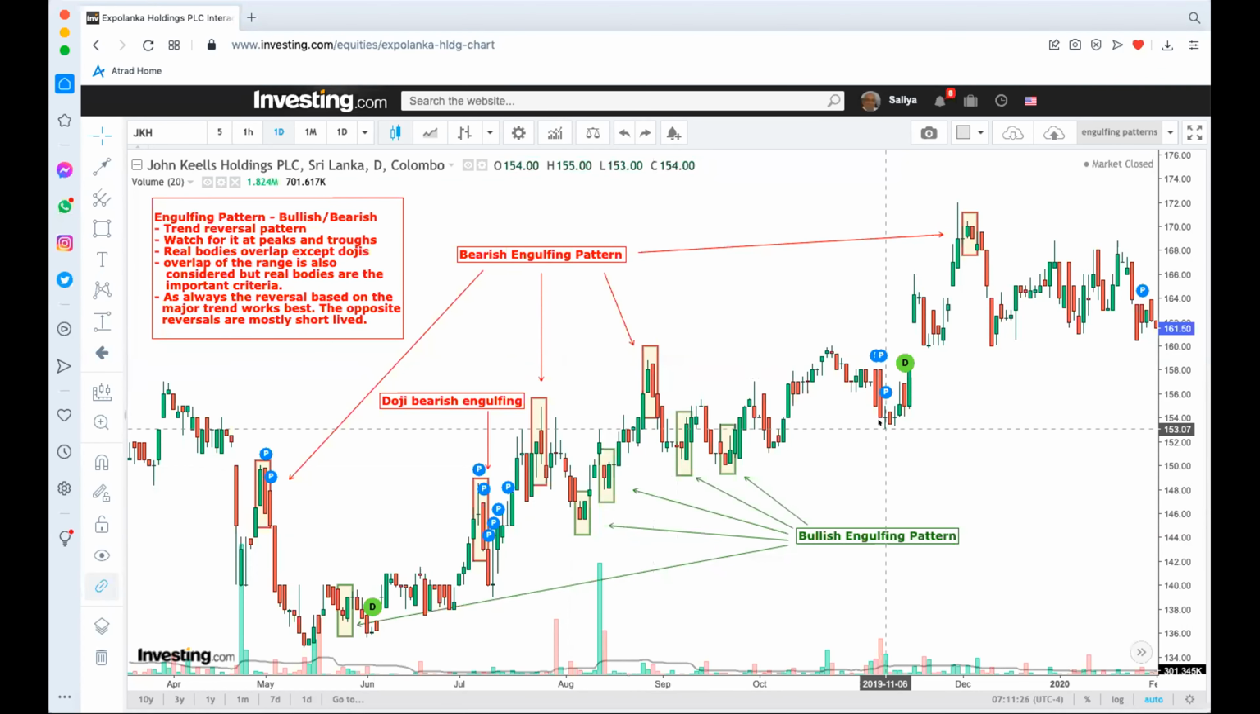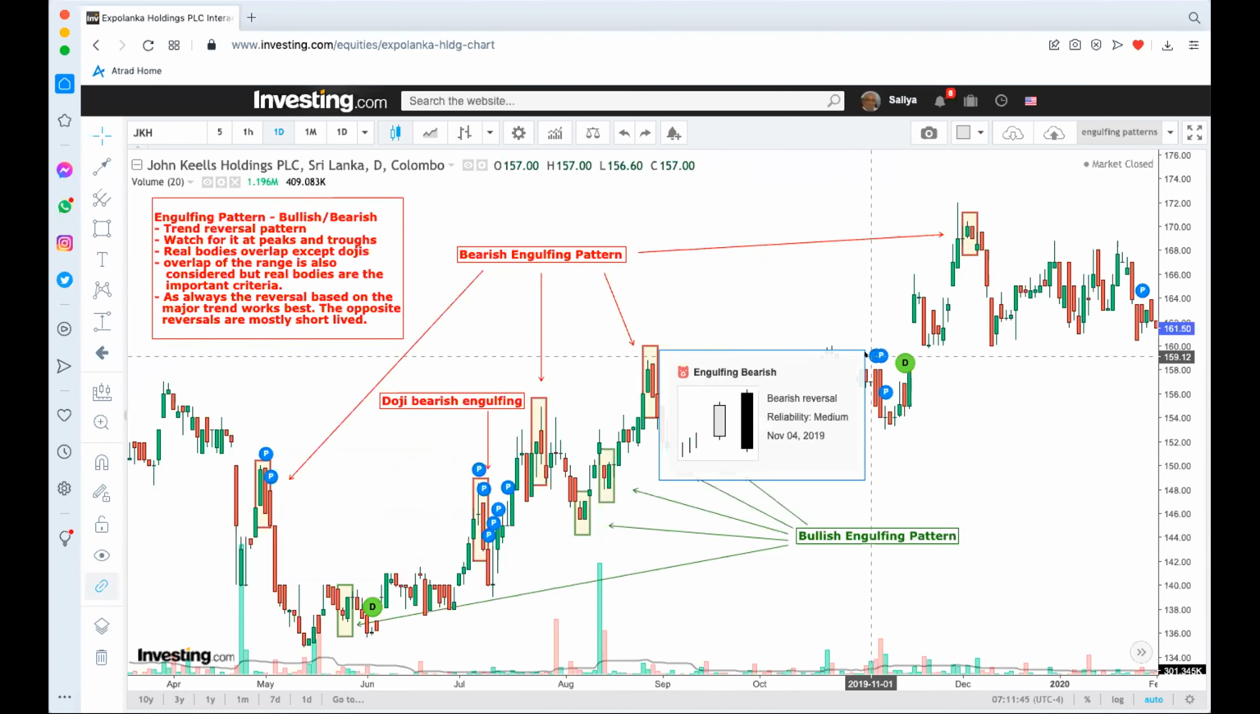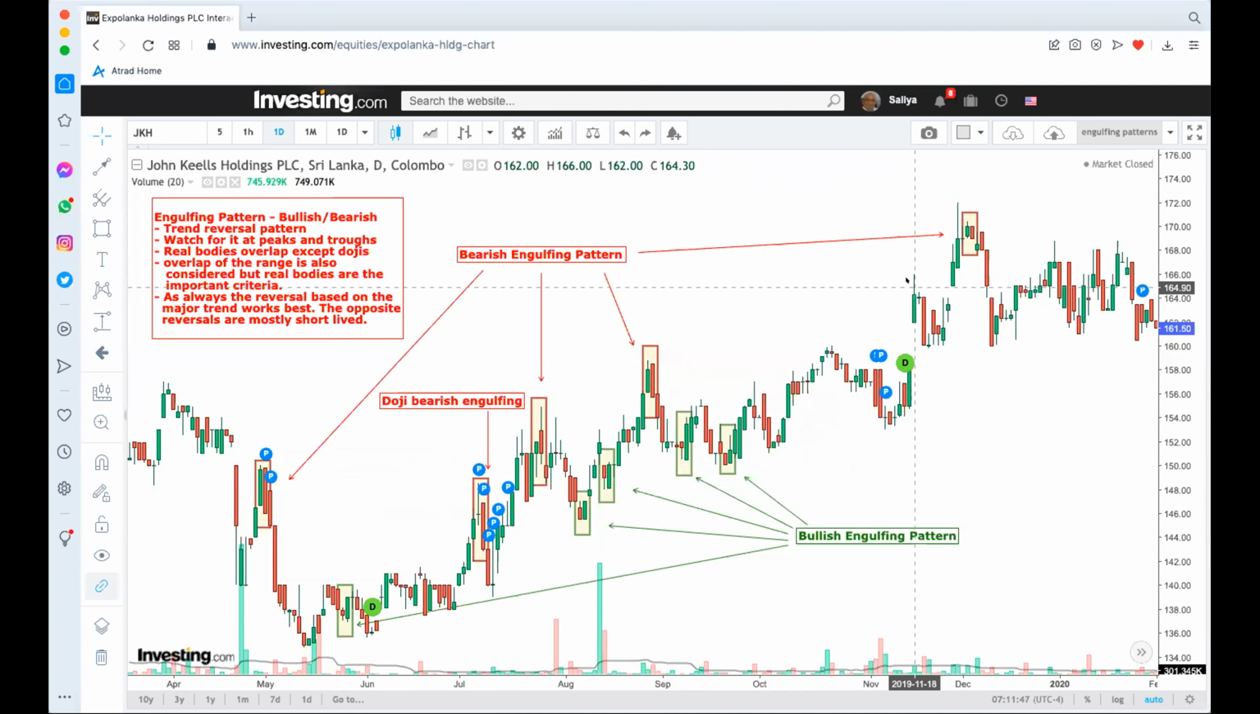Now, when I was going through this chart of John Keel's during this period, I managed to locate many patterns of that nature. Here you can see that I have spotted 4 periods where this candle pattern had been formed. If you look very closely, the range of the body of these candles is different.